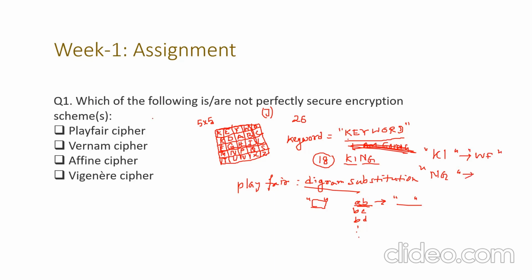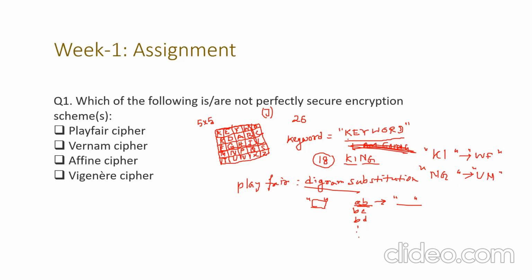And for NG here, N and G are in the same column. So the rule is, you will take the element below that box. So N will be mapped to U, which is just below the box of N, and G will be mapped to N. So like this it occurs.